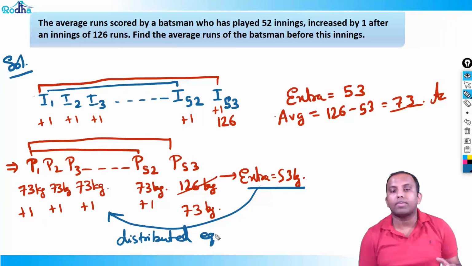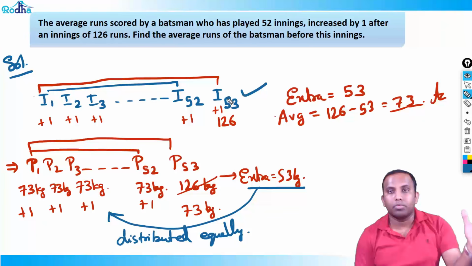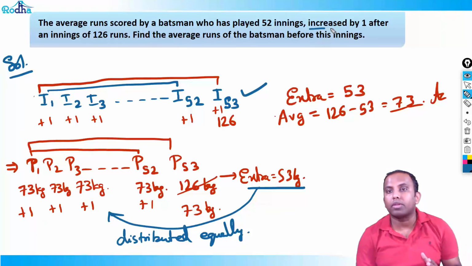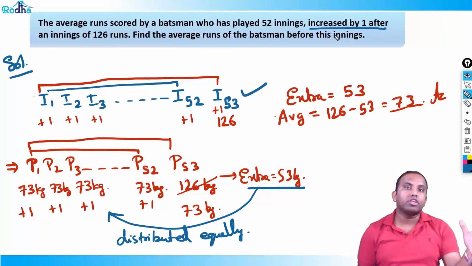We have been doing this for the last 4-5 questions. Whatever extra is there, it is distributed equally in the group. So how much is the extra? In this case, I don't know what the extra is, but I know what is being distributed in the group, right? Plus 1, plus 1, plus 1, because the average of the group increased by 1. So across all 53 innings, the average increased by 1.